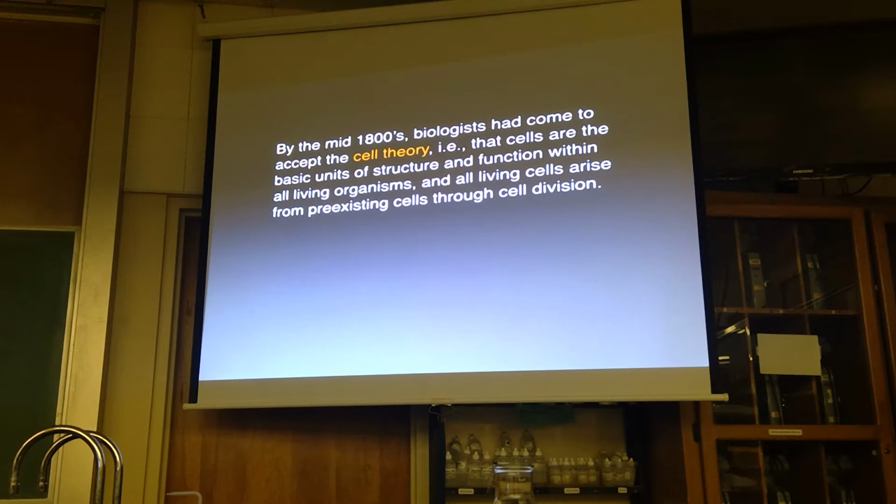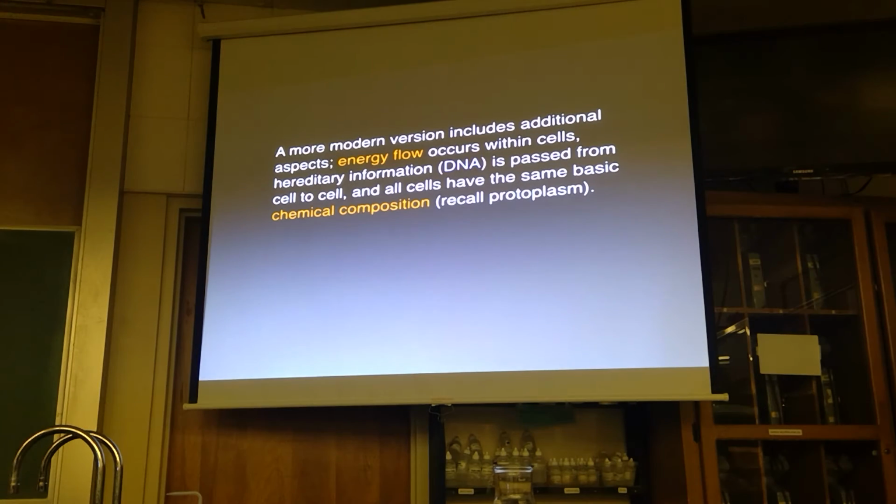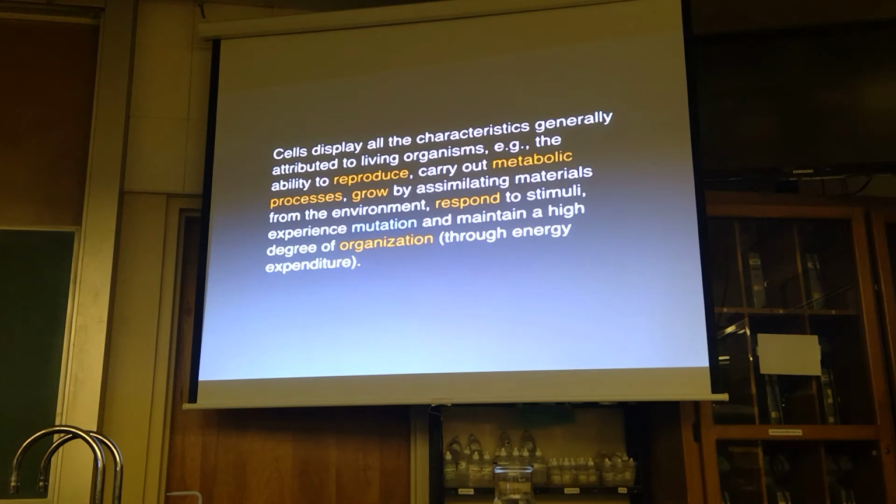There's a bit more to it now because we know a lot more about bioenergetics and metabolism and so forth. So this is just going on to say a more modern version of the cell theory. We know that energy flows, that the hereditary information isn't protein, it's DNA. DNA goes from the parent individuals to the offspring individuals. We know a lot more about the chemical composition of DNA than about other protoplasm, metabolic pathways, and so forth.